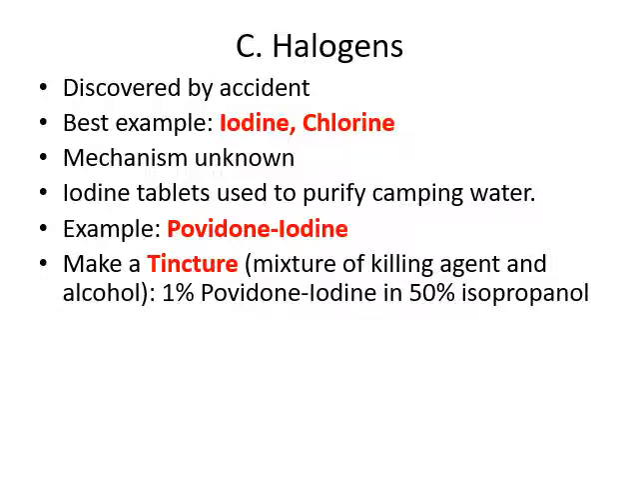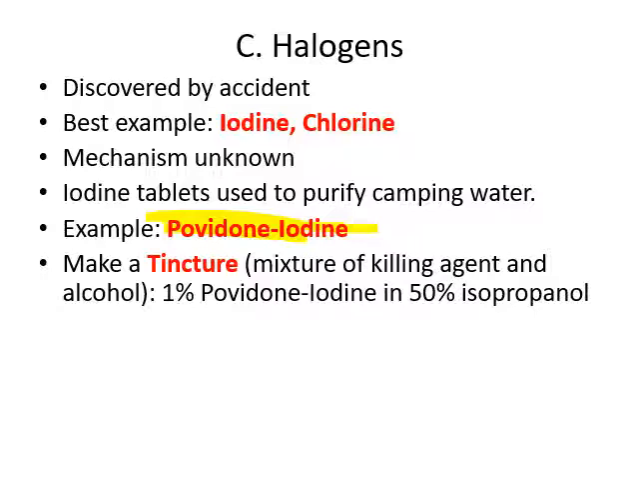You can use some of the halogens. Probably the best halogen to use is iodine. You can use it to purify, or not to purify, but to sanitize camping water. You can put iodine inside alcohol to make povidone, and you make a compound called povidone iodine, which is used to sterilize skin surfaces before surgery.